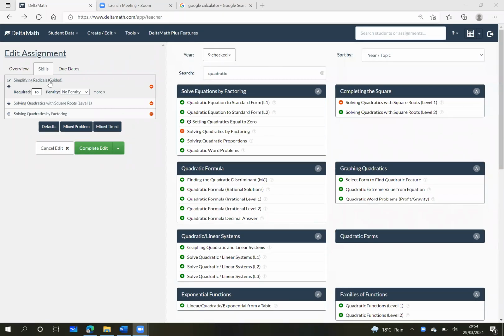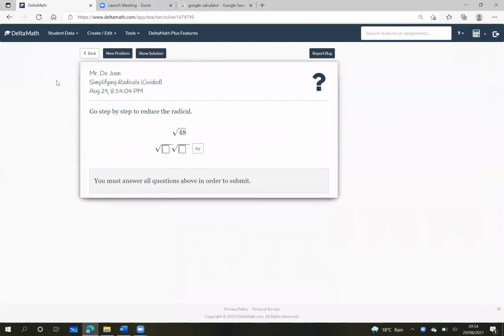Okay, boys and girls, as a quick reminder, here's a little video on how to do the delta math of this week. The first skill that you're going to be doing is simplifying radicals. As we've learned, you must always simplify it with a perfect square number.